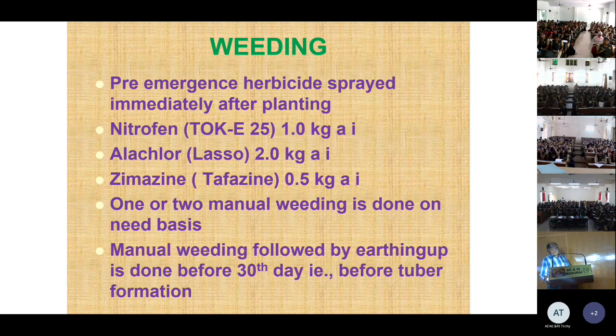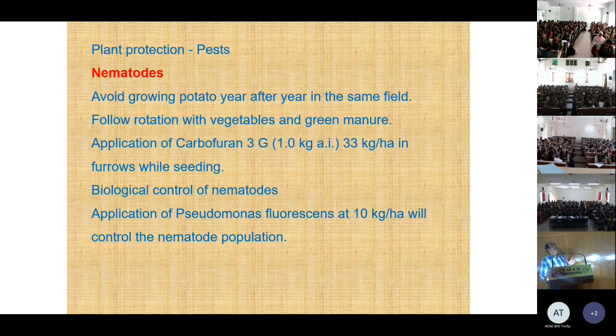Regarding weeding, you have to apply the pre-emergence herbicide, nitrofen or alachlor or simazine at the rate of 1.5 kg active ingredient per hectare, as well as one or two manual weedings on need basis. Manual weeding is followed by earthing up, done before the 30th day, before tuber formation. That is very important, so that we do not expose the tubers to sunlight.